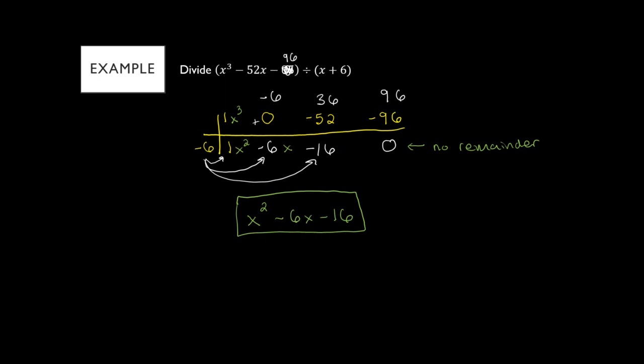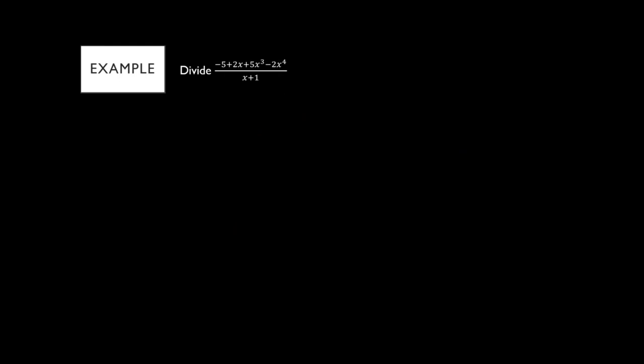Okay. Well, I actually have only one more example because, once you do enough of these, it's pretty straightforward, and you'll get plenty of practice once you start finding zeros of polynomials and everything. So this is my last example. We've got -5 plus 2x plus 5x cubed minus 2x to the 4th over x plus 1.